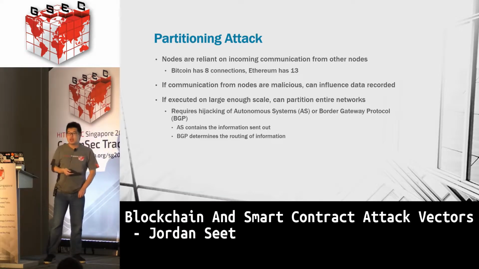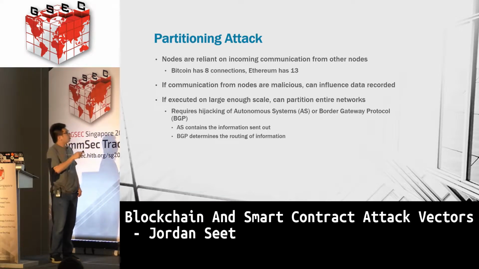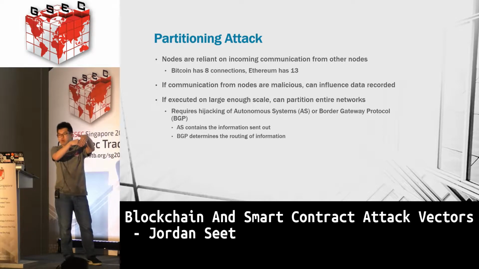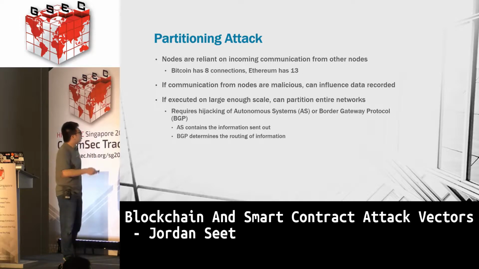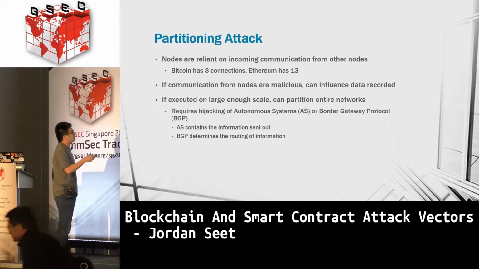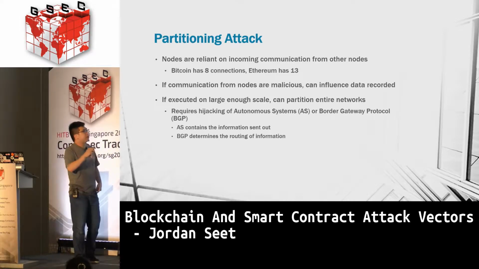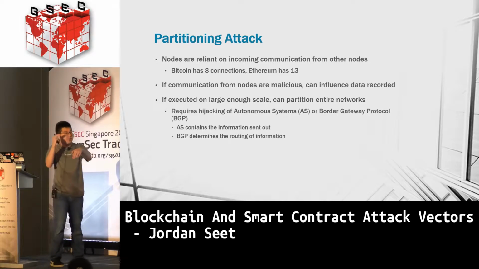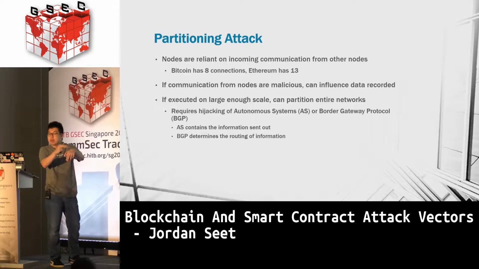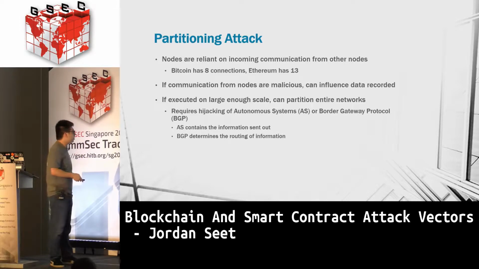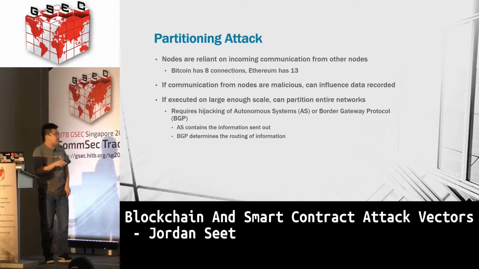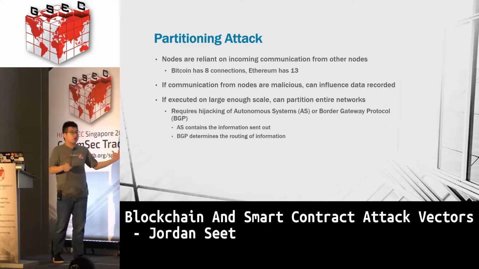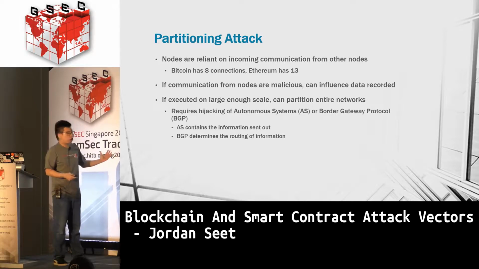The partitioning attack is based on the concept that all the nodes are interconnected through connections with each other. Bitcoin has 8 connections, Ethereum has 13. So if communication from the nodes is malicious, it can influence the data recorded maliciously. It can record false data. And if executed on a large enough scale, it can partition entire networks. This requires a hijacking of what we call the autonomous systems or the border gateway protocol.